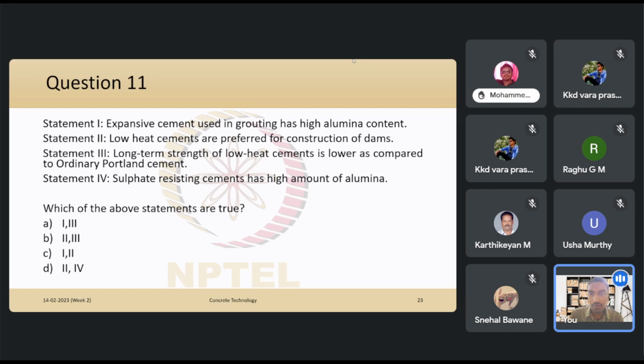Please answer in the poll. We have only one vote so far for option C.